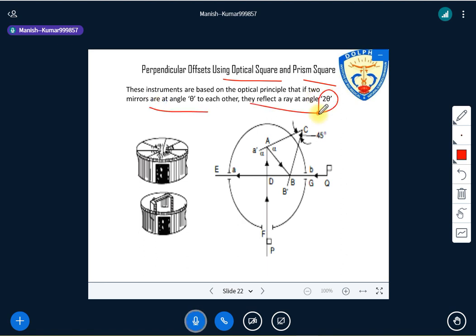So this is the basis of this instrument. On this optical principle, the instrument has been calibrated. Is it clear? Now, how can the instrument be used? You can look here.